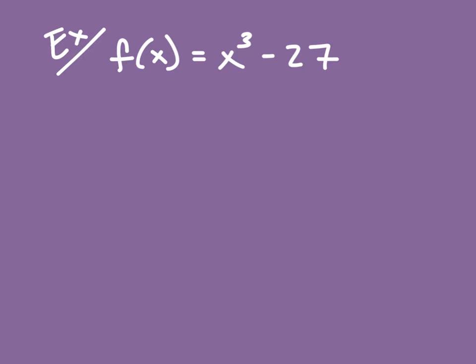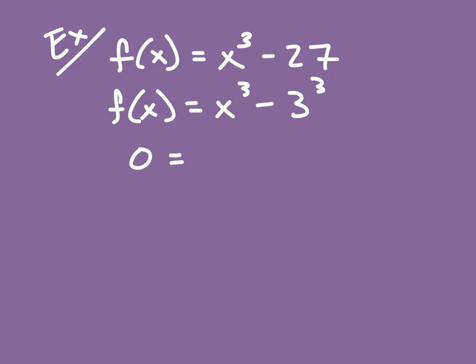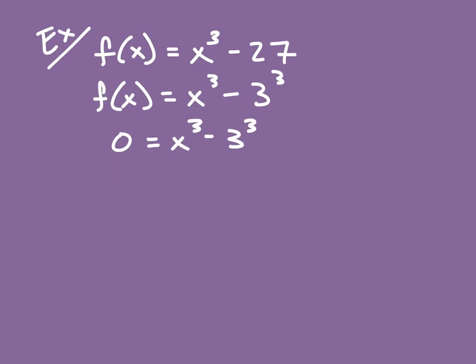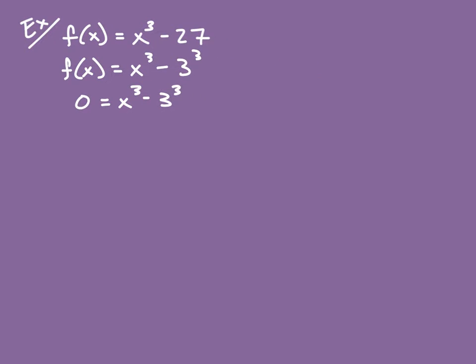Okay, on the next one, you've got some function f of x is equal to x cubed minus 27. What I want to do is first recognize that, yes, this is degree 3, but I only have 2 terms here. This is the difference of cubes. So I can write this as f of x is equal to x cubed minus 3 cubed. I want to set this equal to 0, and we get that x cubed minus 3 cubed.